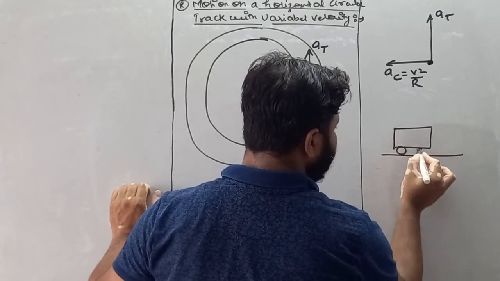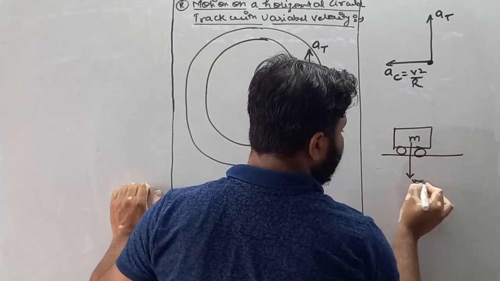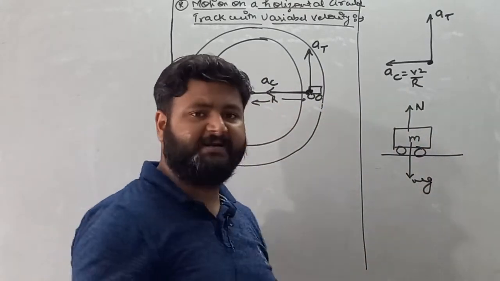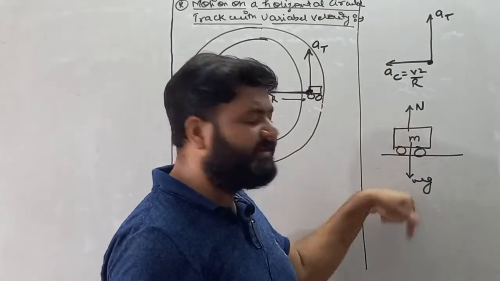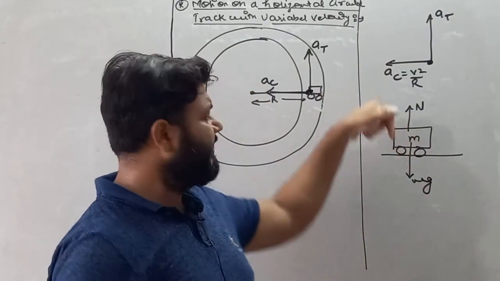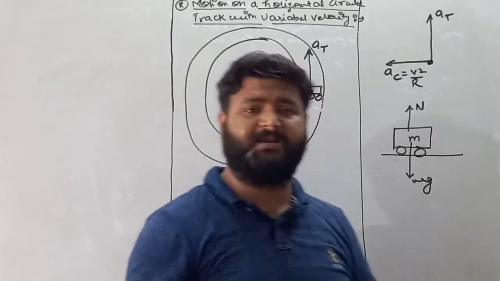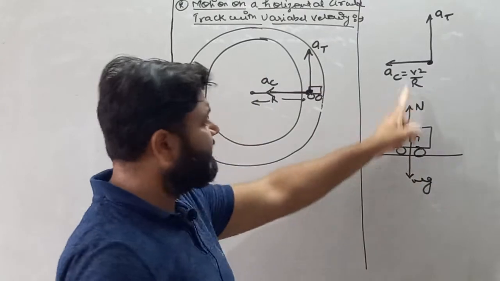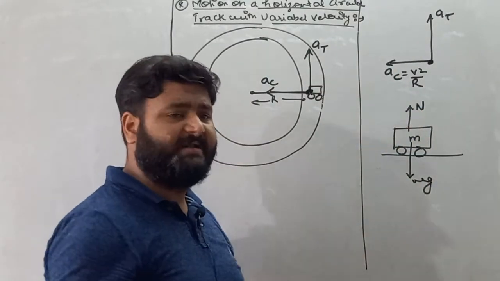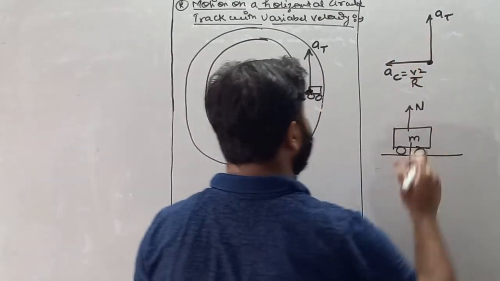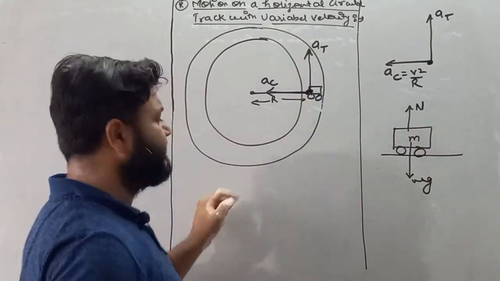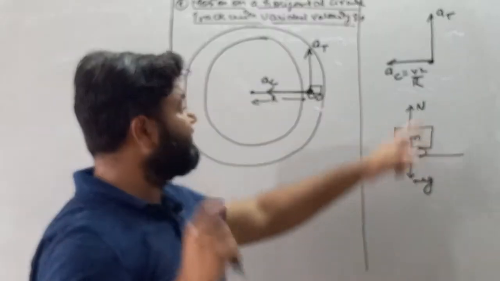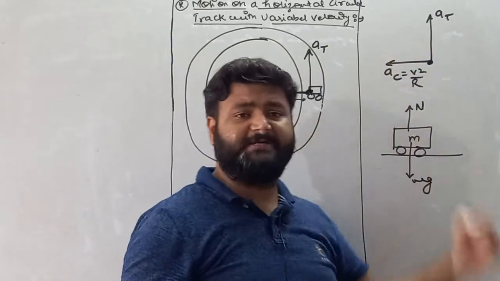We have a vehicle whose mass, let's suppose, is m, with mg vertically downward, and in the upward direction a force called the normal reaction force, because for every action there is an equal and opposite reaction. If the vehicle applies weight on the earth, then the earth also applies a force on the vehicle in the upward direction, that is the normal reaction force. And two accelerations are acting, tangential acceleration and centripetal acceleration, both from a common point.